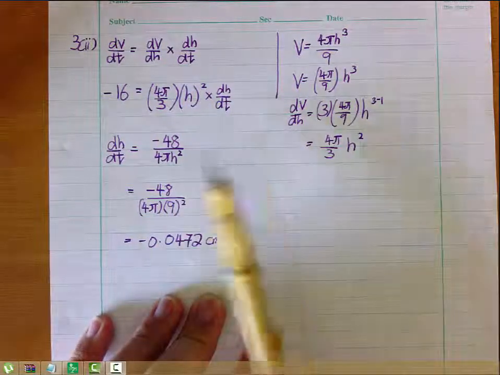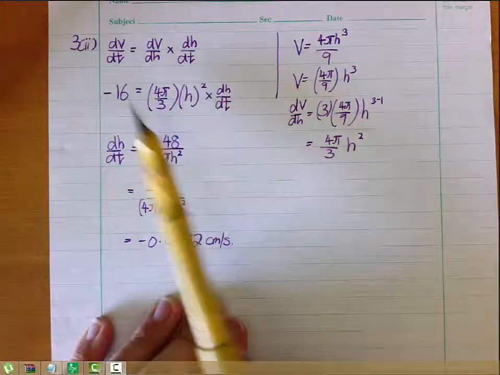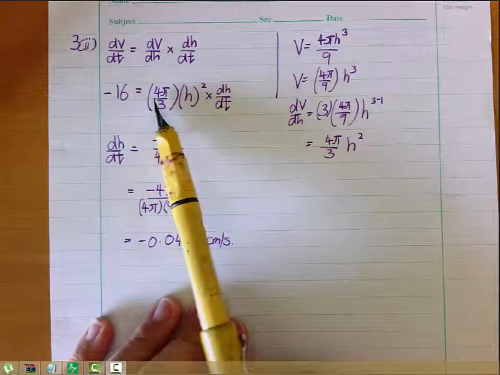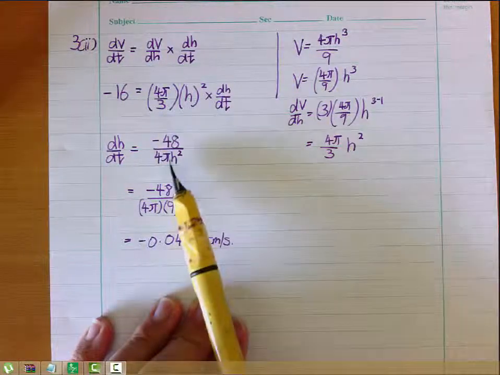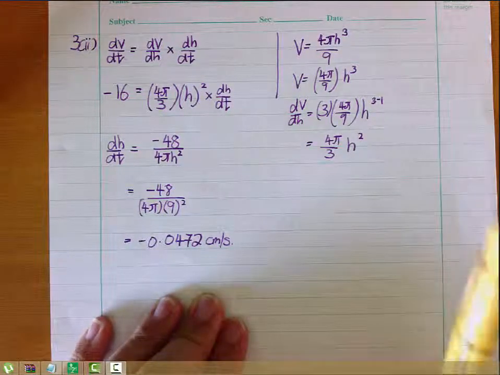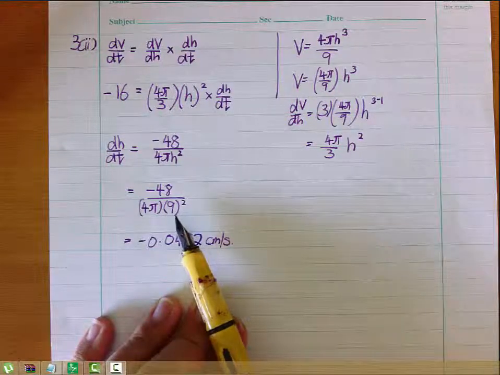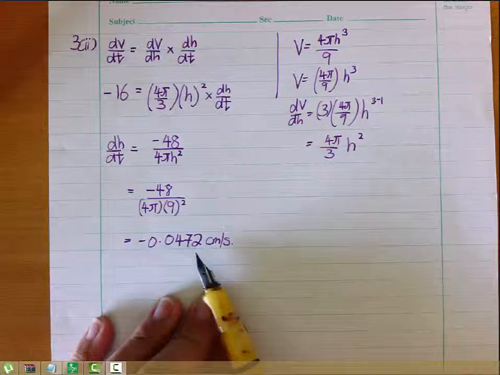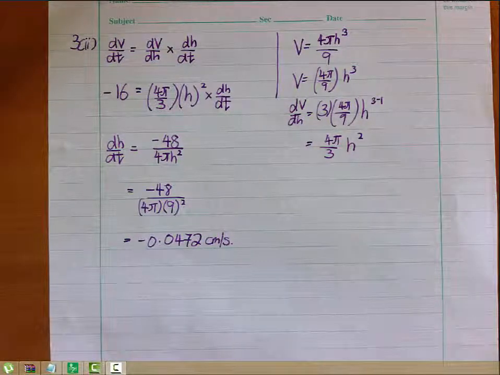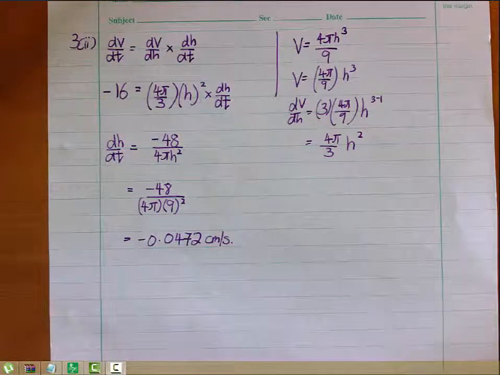How I get this dh/dt is from here: 3 times negative 16 gives you negative 48. I divide by 4 pi h squared, I put it below. Then we know from the previous part 1 that h is equal to 9. Just plug in h equals 9, press the calculator, and you get negative 0.0472 cm per second. And that's it for the corrections for differentiation 2. Thank you for watching.